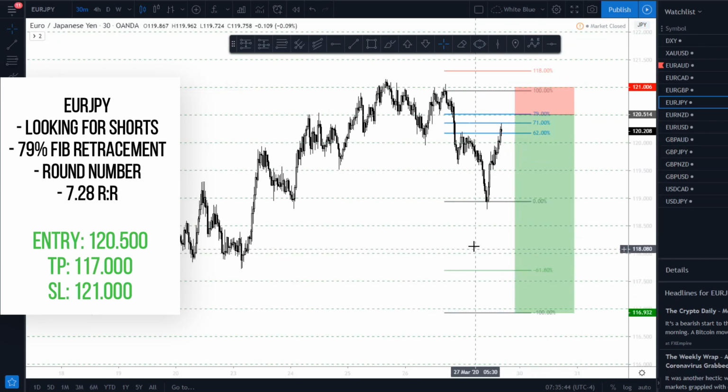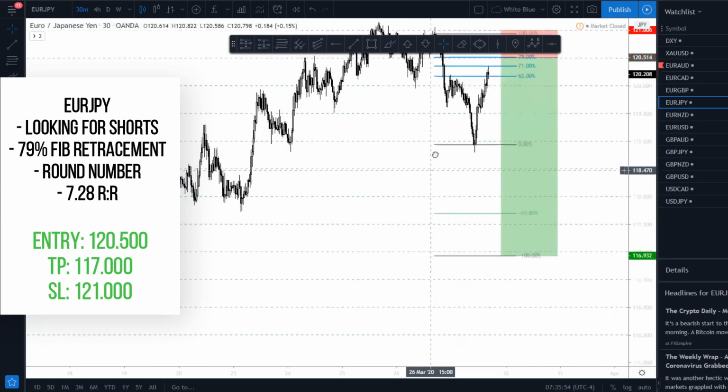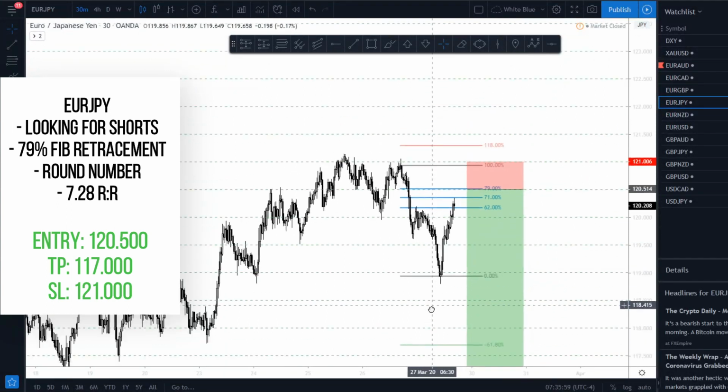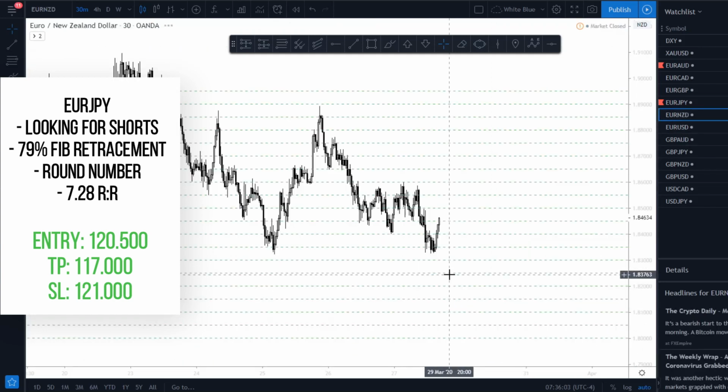So it's quite a simple strategy. We're just using the trend, having a look at where the trend's going on the 30-minute time frame, using round numbers, Fibonacci, and it's basically just putting your stop loss at the high, symmetrical move down, nice and easy. So we'll mark Euro JPY as well, Euro NZD.